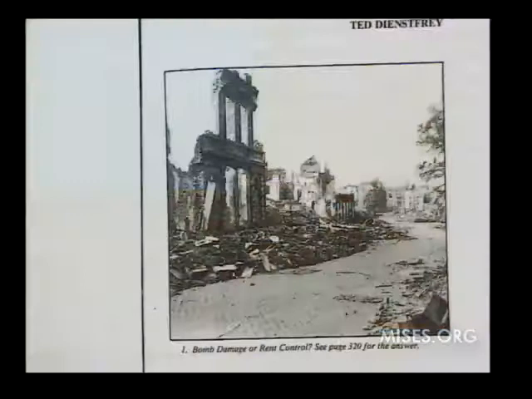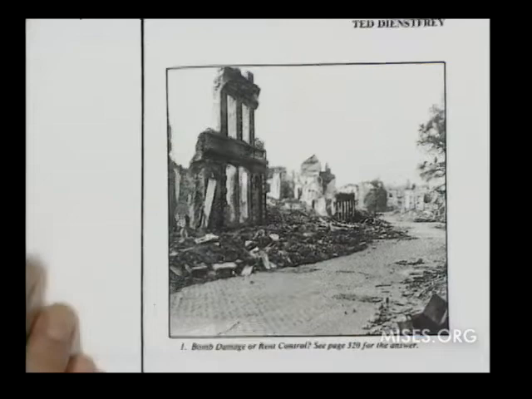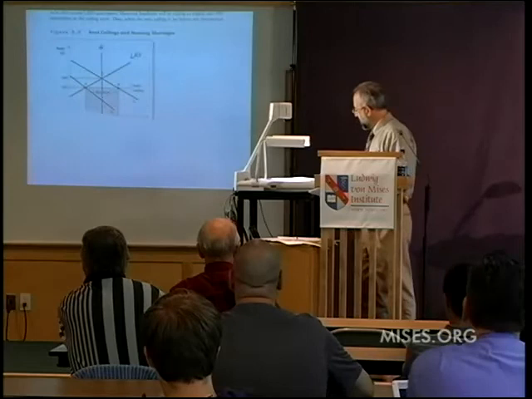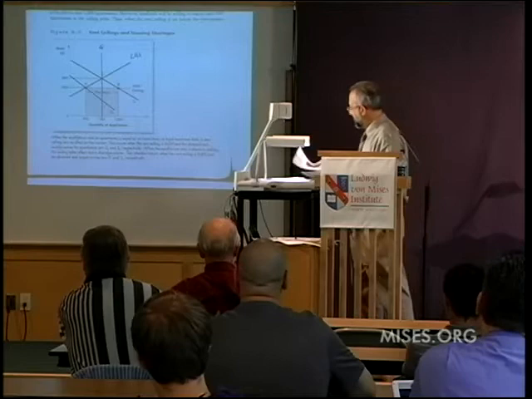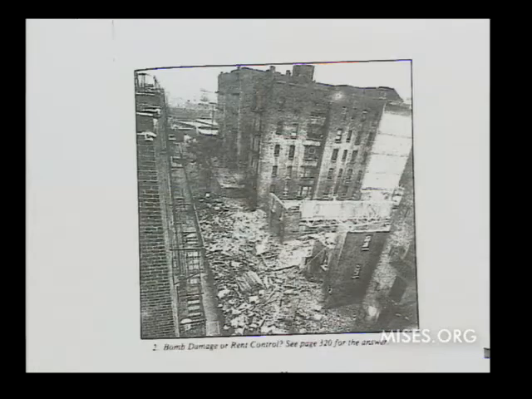Okay, so let me just show you some of these. Is that bomb damage or rent control? I have the answers on the back. That's bomb damage, right. That is Aachen, Germany. I think one of those was Hans Hoppe's house. But, bomb damage or rent control? Rent control. Yeah, that's rent control. That's the South Bronx.